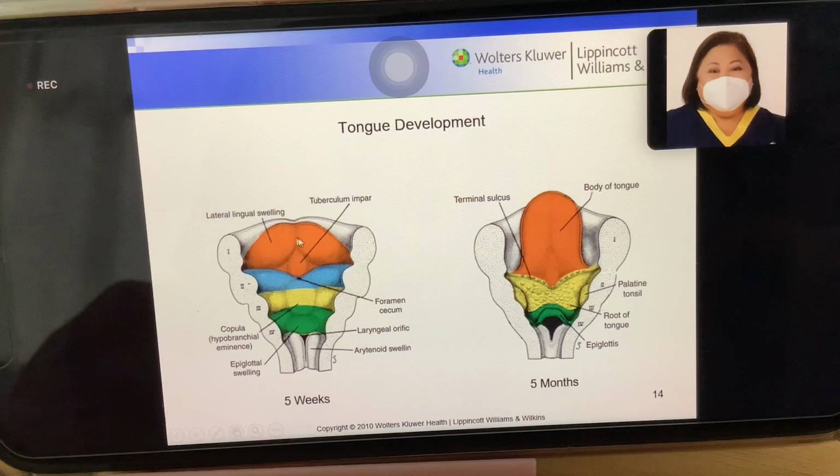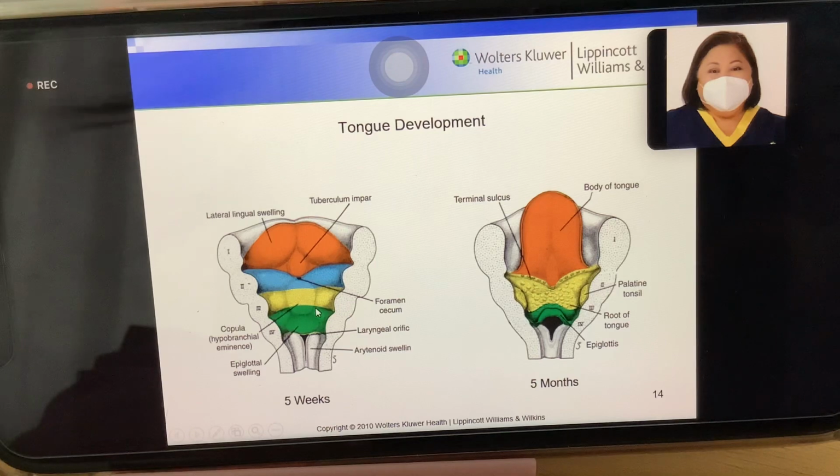So initially, the swellings form from the first 4 arches. Okay? But the third soon overgrows the second, and thus the body of the tongue, or the anterior 2/3, is derived from the first arch, while the root is derived from the third.